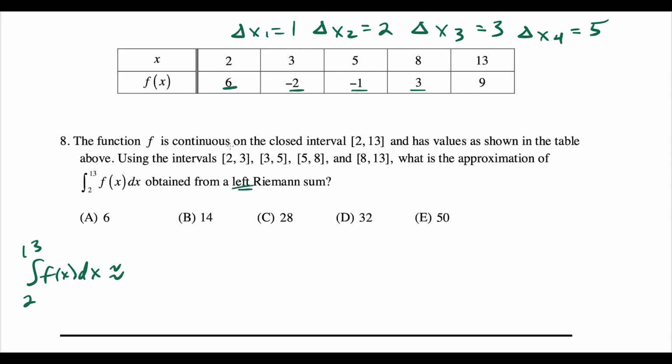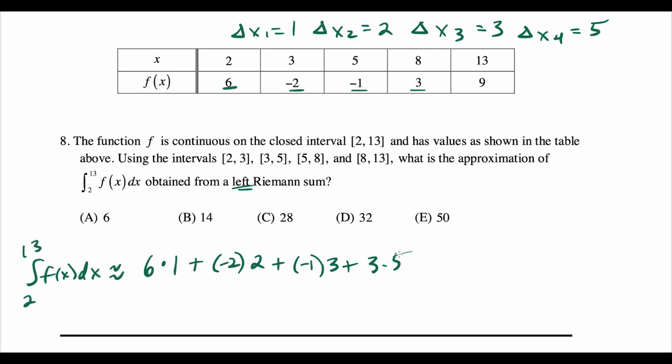So now we go ahead and apply this. So we have 6 times our first delta x is 1, because that's the space from 2 to 3. And then we have plus our next y value is -2, and the second delta x is 2. Plus, and then we have our next y value is -1. See, that's the next y value in our table. And our next delta x is 3. And then finally, our last y value we're going to use is 3 times our last delta x is 5.